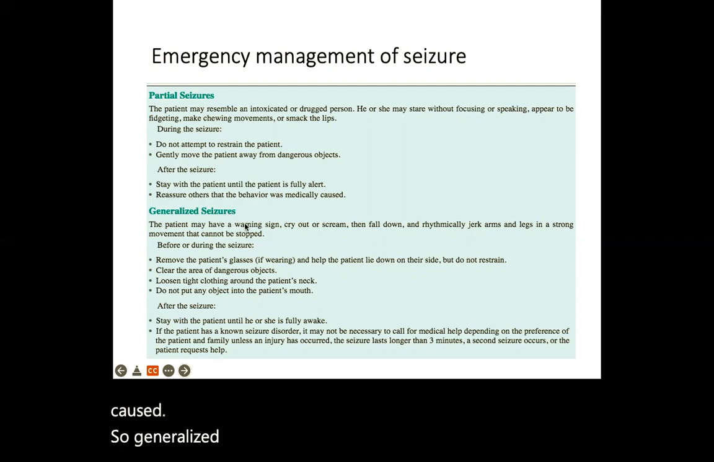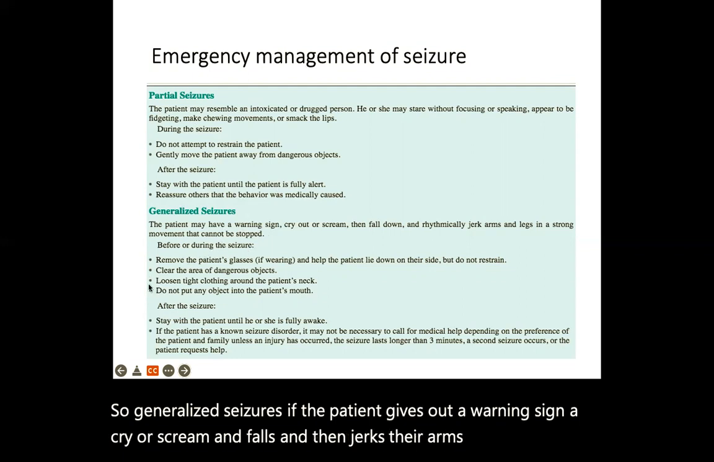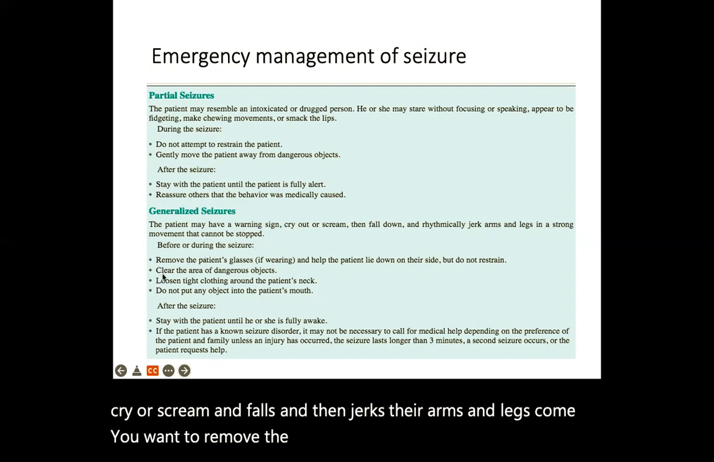Okay, so generalized seizures. If the patient gives out a warning sign, a cry or scream and falls, and then jerks their arms and legs, you want to remove the patient's glasses or lay them on their side.